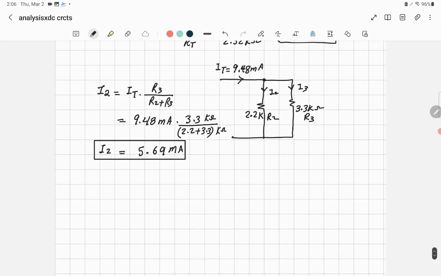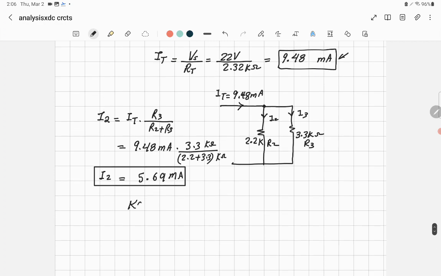How can we find I3? Well, using Kirchhoff's current law. At this node, you have the current IT, which is equal to 9.48, that will split into I2 and I3. So you have one current entering this node and two currents coming out of the node. According to Kirchhoff's current law, the sum of the input currents equals the sum of the output currents. So 9.48 milliamp will be equal to the sum of I2 plus I3.